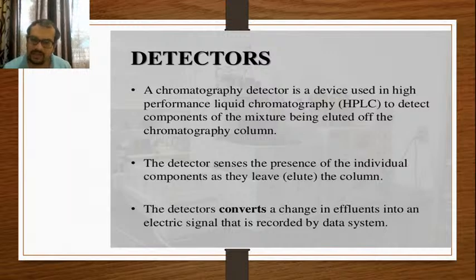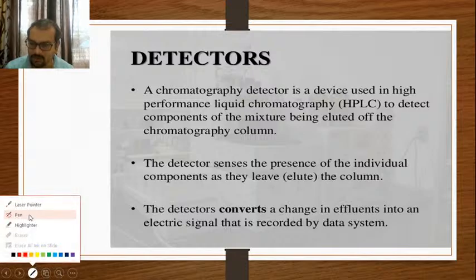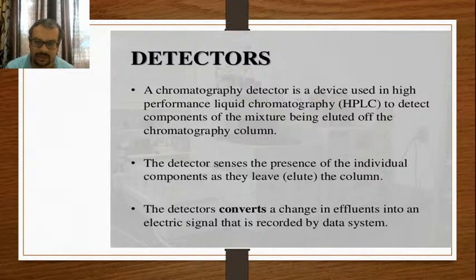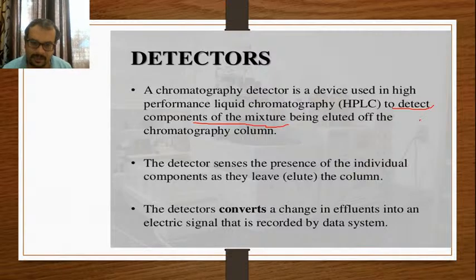So the major aim of the detector, as the word detector itself suggests, is that this is something that detects the components of the mixture which were getting eluted out of the column, or rather more specifically get separated out of the column. Okay, components of the mixture, to detect it. This is the major function of the detector. The detector senses the presence of individual components as they leave the column. Detector sensitivity is measured in terms of how it detects the individual components of the separation methods. Chromatographic output through the signals.